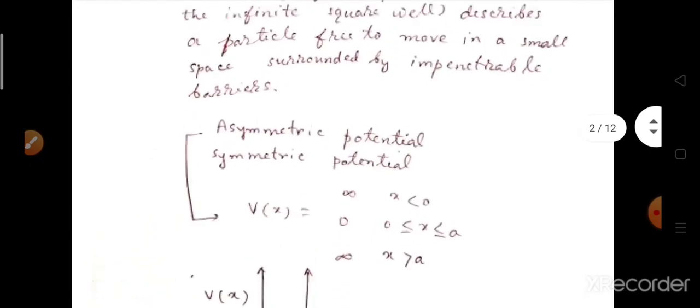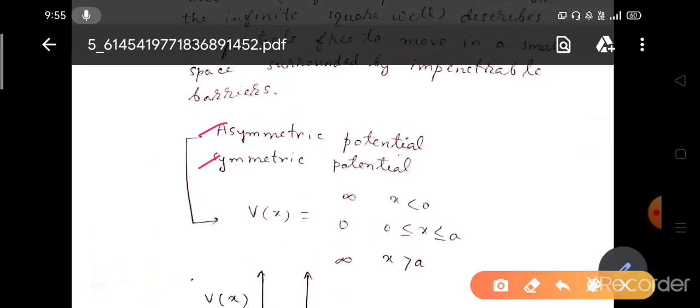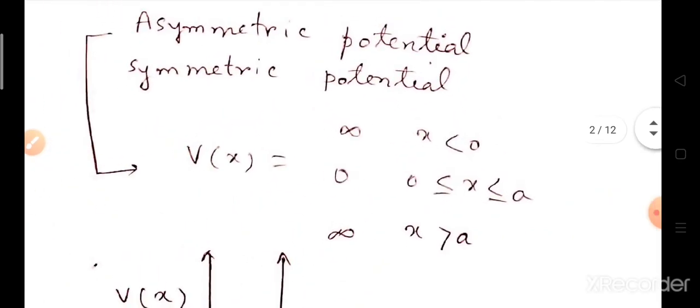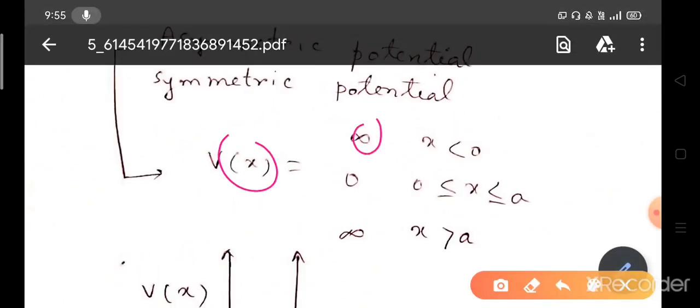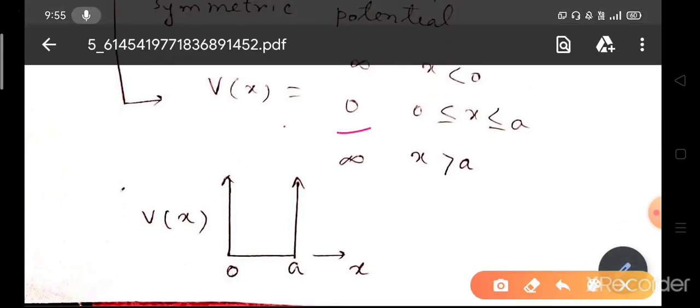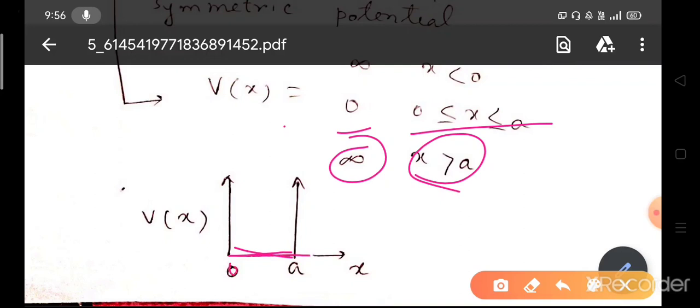Now this kind of potential can be of two types. One is the asymmetric potential and another is the symmetric potential. What is the asymmetric potential? The asymmetric potential has the nature where V of x equals infinity for x less than 0, V of x equals 0 for x from 0 to a, and V of x equals infinity for x greater than a. Suppose this is the x variation, from 0 to a.